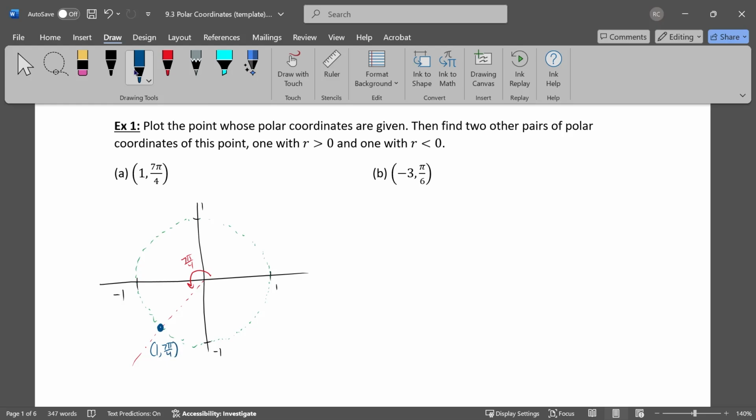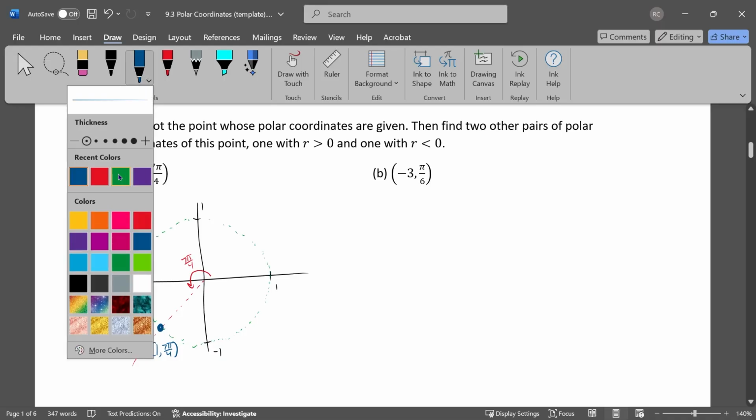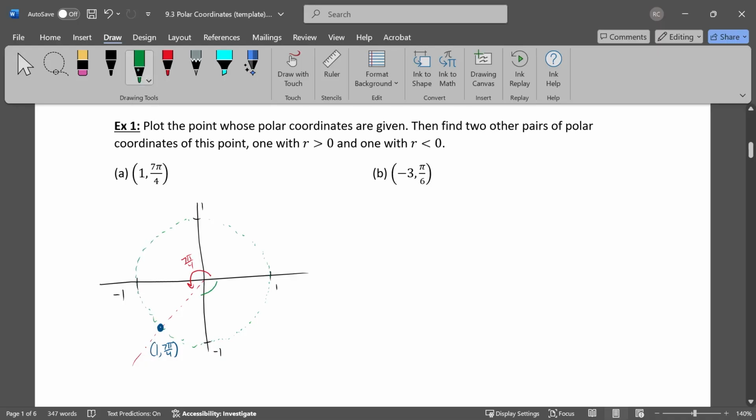Now it says, find two other pairs of polar coordinates of this point, one with r that's positive and one with r that's negative. So if I want the distance to still be positive, I could find any angle that's coterminal with this. For example, I could use this angle, which is negative 3 pi over 4. And I could write this point as (1, -3 pi over 4).